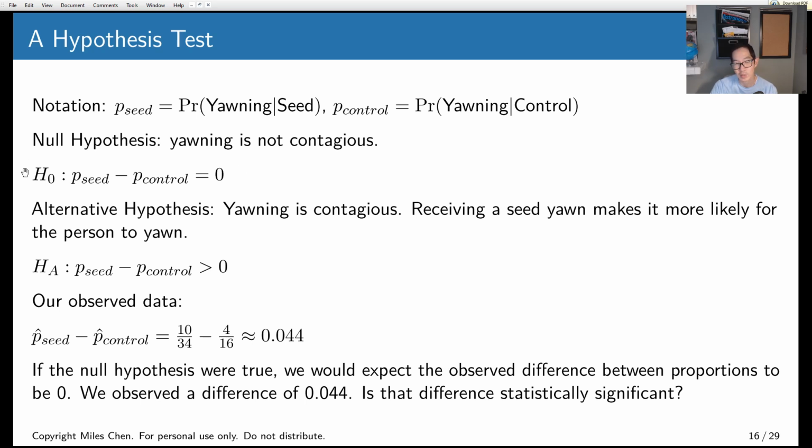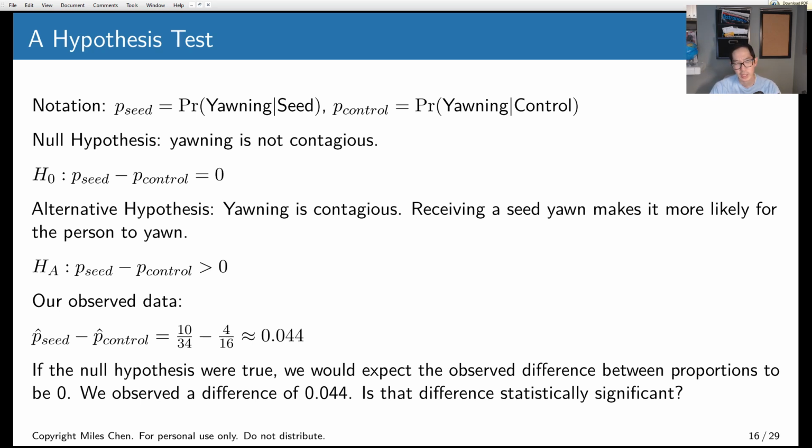So the probability of yawning in the seed group minus the probability of yawning in the control group, that difference is going to be 0. The alternative hypothesis is that yawning is contagious, that if you get the seed yawn, you're more likely to yawn than the person in the control group. So P seed minus P control is going to be greater than 0. This is not going to be a not-equal sign. We're only interested in one side, and that is only if the seed yawn group has a higher probability of yawning than the control group.